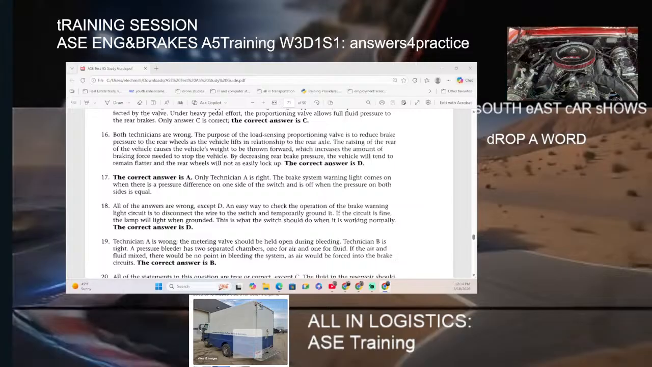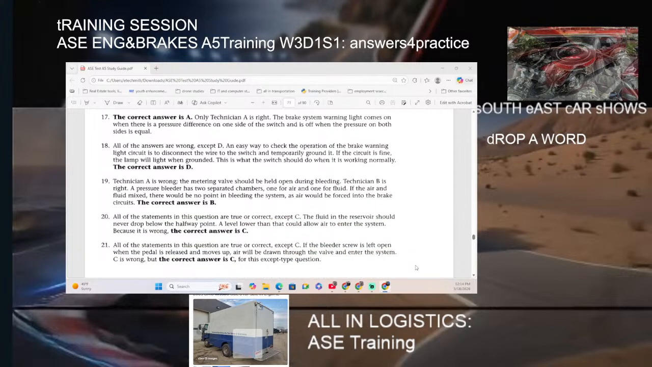17. The correct answer is A. Only technician A is right. The brake system warning light comes on when there is a pressure difference on one side of the switch and is off when the pressure on both sides is equal.